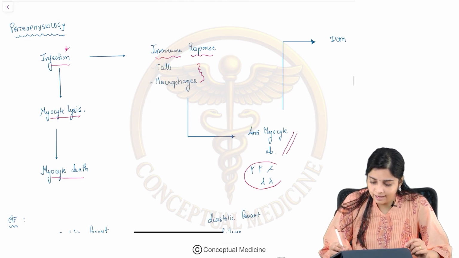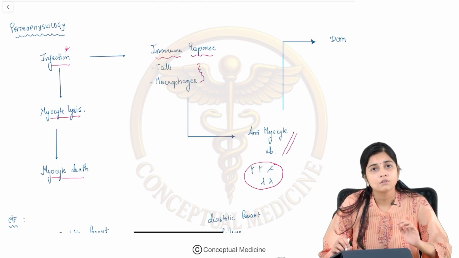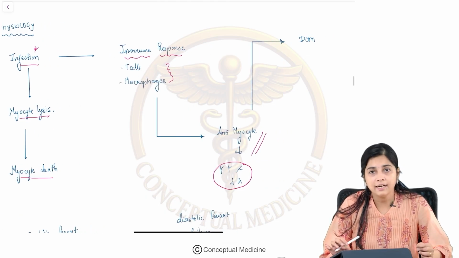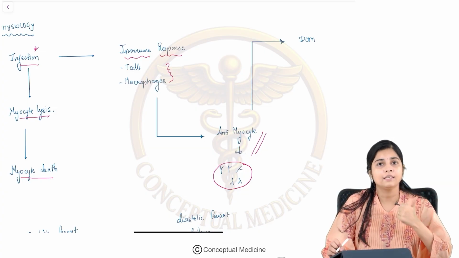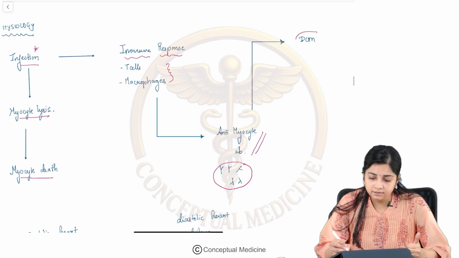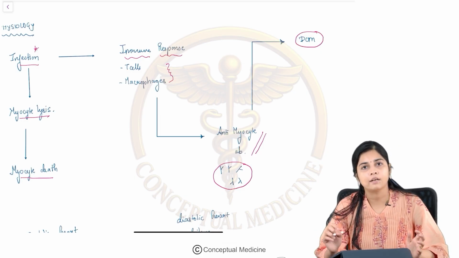These are the anti-myocyte antibodies. So what happens if the anti-myocyte antibodies are produced inadvertently? They cause myocyte lysis as well. So finally, this results in your dilated cardiomyopathy.